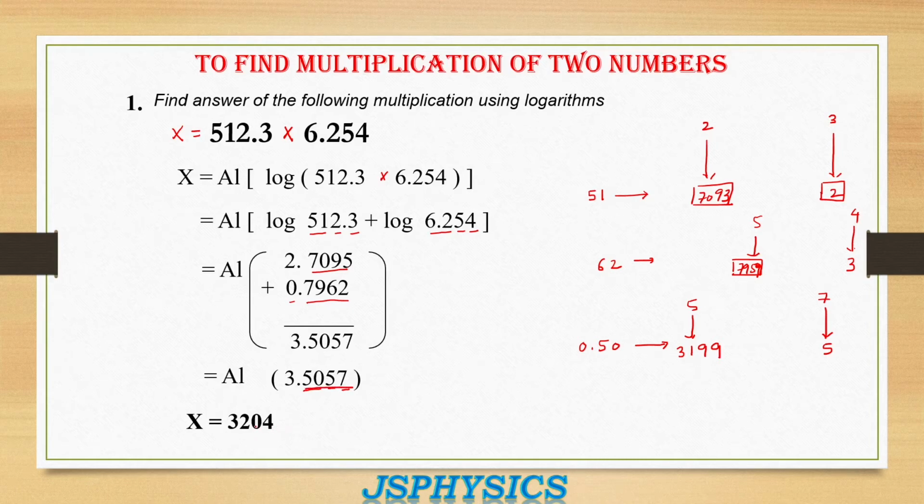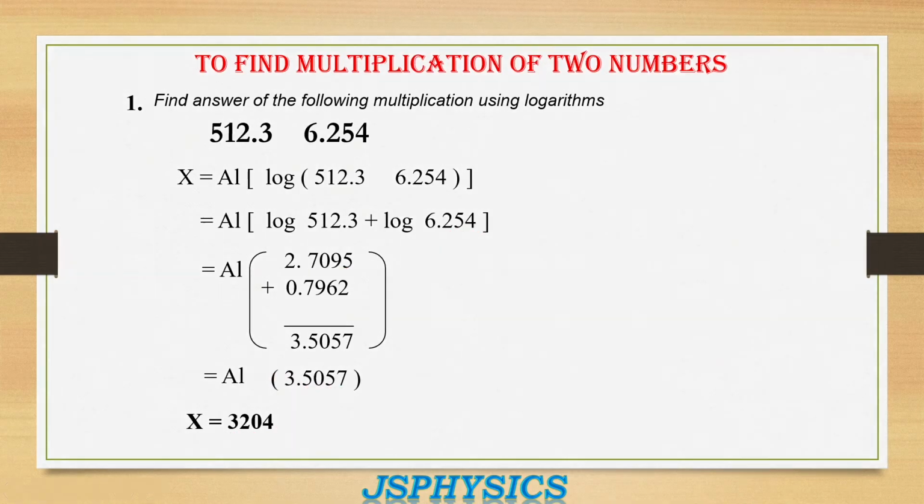But where to place the decimal point? For that, we have to see the characteristic. Now, the characteristic is 3. So, 3 plus 1 is 4. Means after 4 digits, 1, 2, 3 and 4, we have to place a decimal point. So, our answer for multiplication of these two numbers will be 3204. That is the final answer. Right? Let us see one more example.